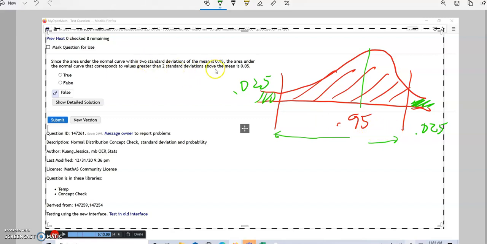They're saying above the mean is 0.05. Well, the rest of the curve is 0.05, but it's split. 0.025 is above 2 standard deviations and 0.025 is below 2 standard deviations lower. Above 0.025 is more than 2 higher, and 0.025 is also less than 2 lower.